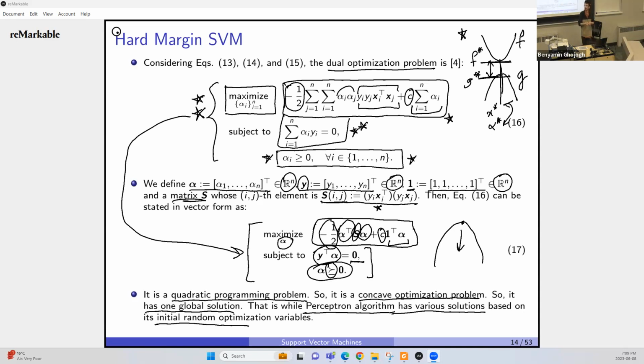Why? Because this is a concave optimization problem. It has only one global solution. That's why it doesn't matter where you start, because in iterative optimization we also start with random initializations, right? But no matter where you start, you will end up with the same solution for SVM. Perceptron was not like that.